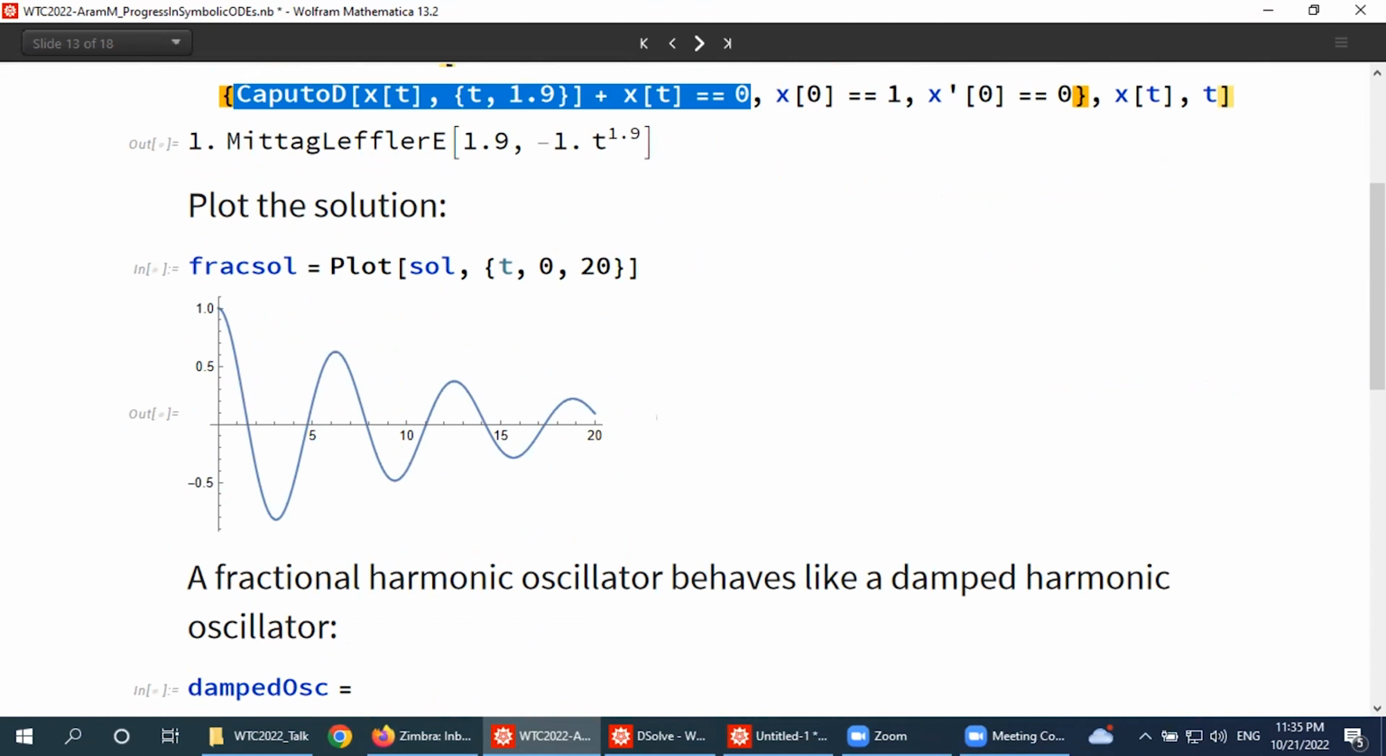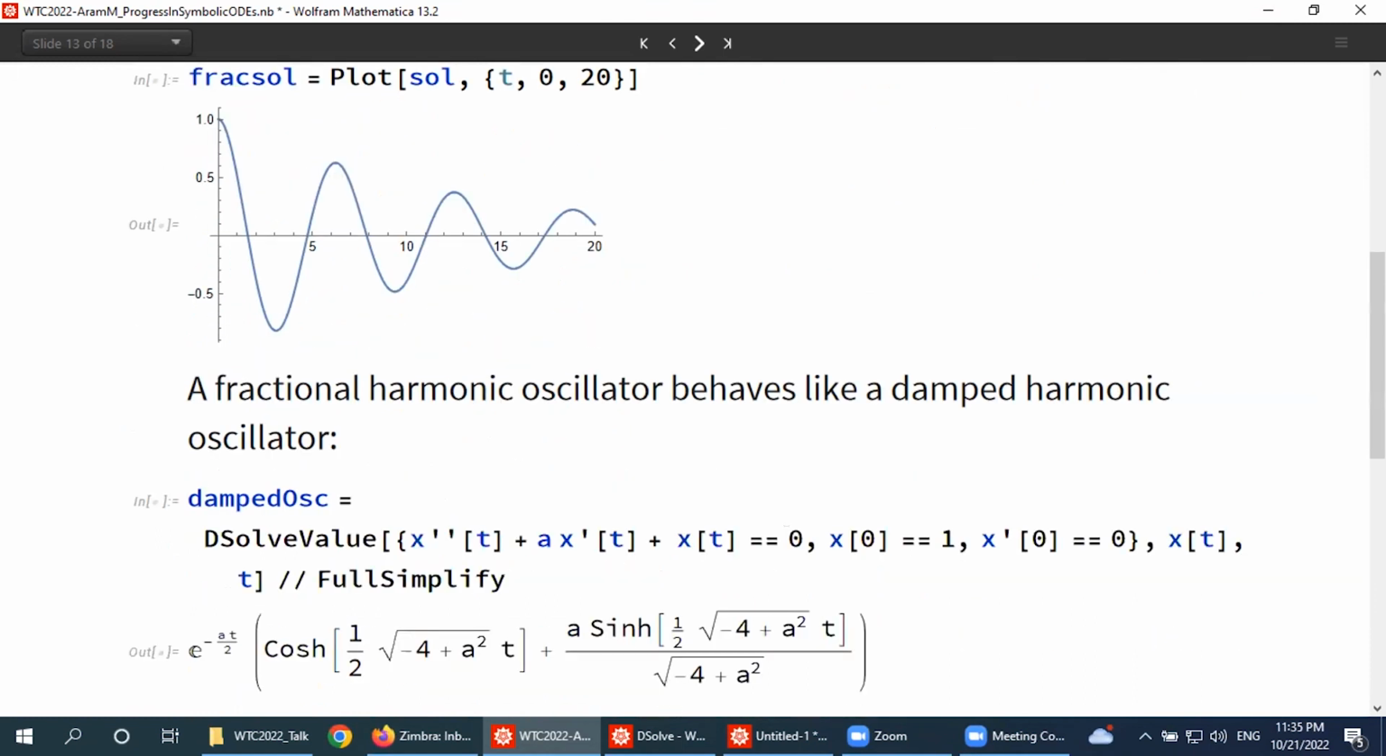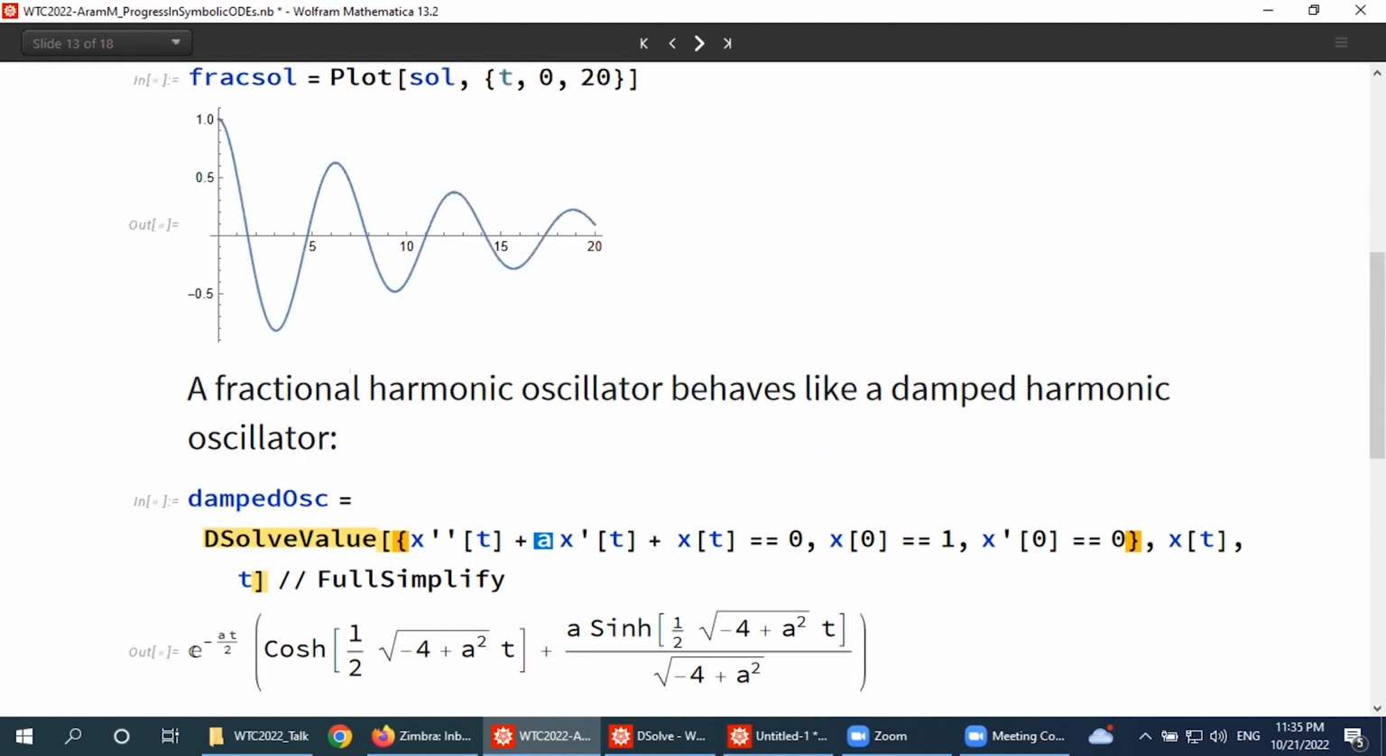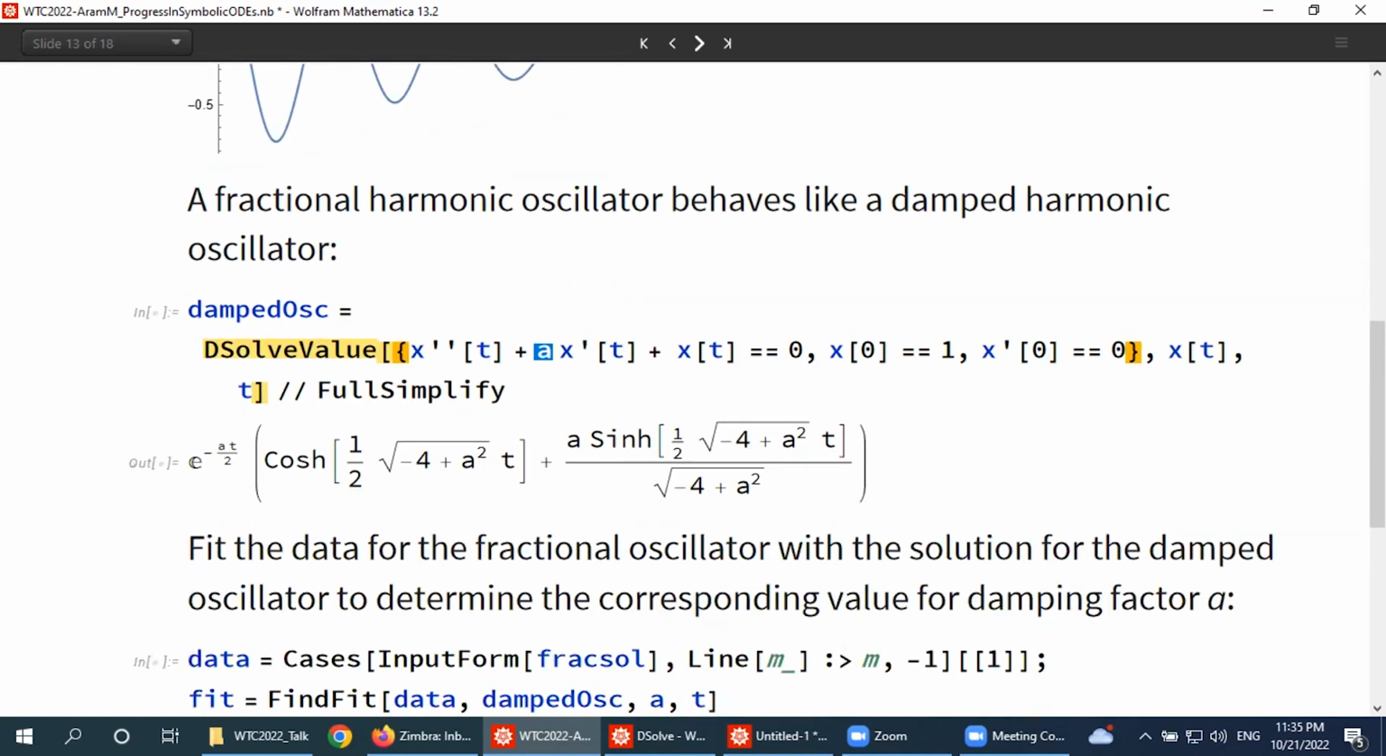To clarify this issue, let's also solve the equation of the damped harmonic oscillator for some unknown damping factor A. So this is the equation of the damped harmonic oscillator with the same initial conditions. And here is the solution obtained by DSolve or DSolveValue. Now we can fit the data obtained from the solution of the fractional harmonic oscillator with the function for the damped harmonic oscillator to determine the corresponding value of damping factor A.